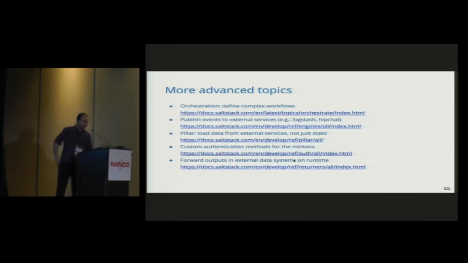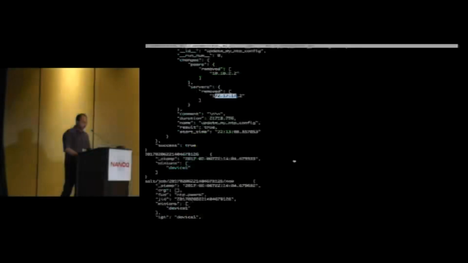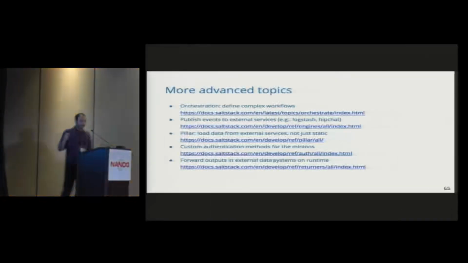You can also externalize events. Everything that goes through this event bus, you can externalize, and you can have rich logs in Logstash, or you can push notifications in a chat channel. Again, these are two or three lines of config you need to add in the minion mostly, or also in the master, and we'll do this automatically for you.